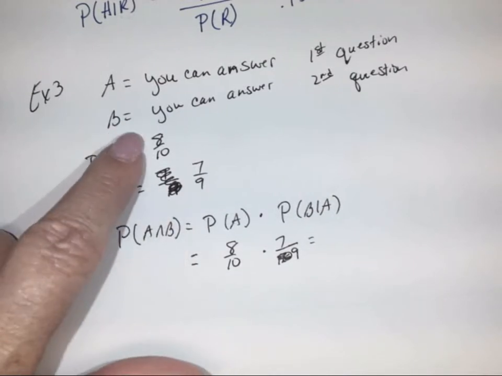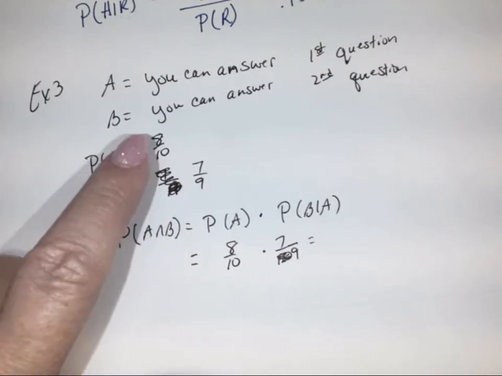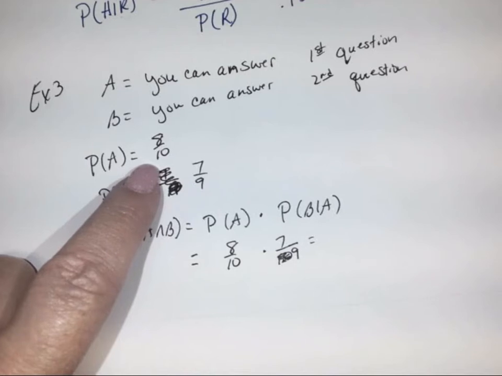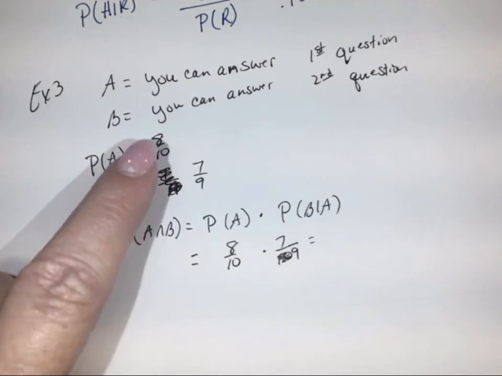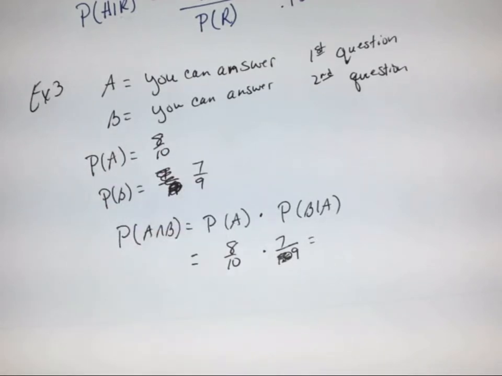The first one, there were 8 out of 10. You knew 8 out of 10. But now, because one card was pulled away, there's only 9 left. So it's 7 out of 9. Sorry about that. Got to watch that part because we took care of one.